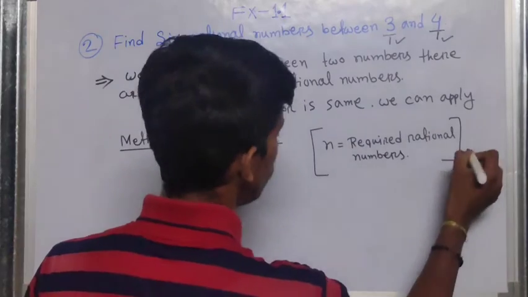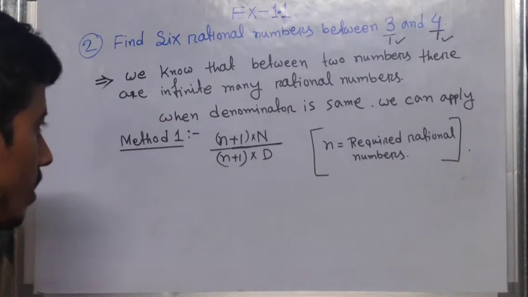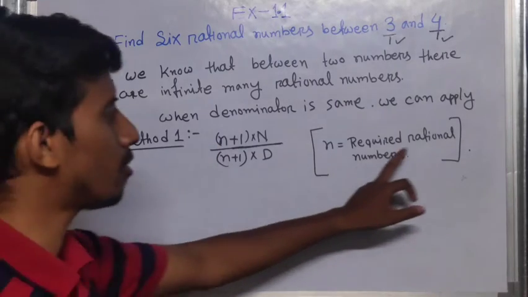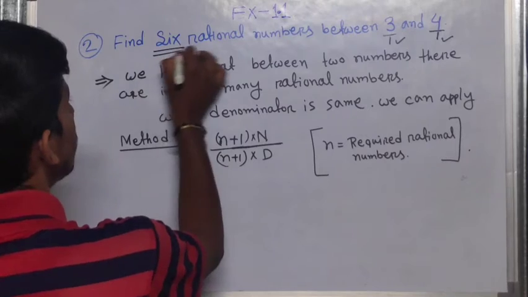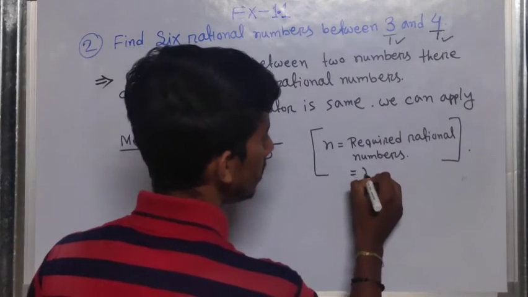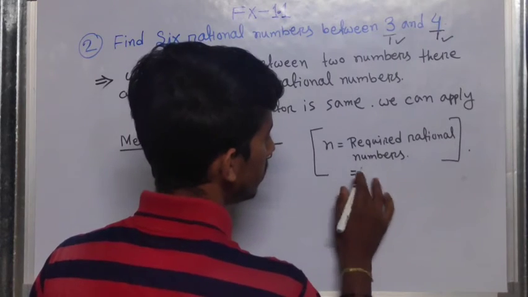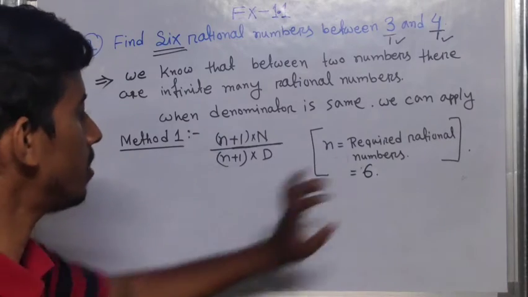Okay? I hope up to here is clear. Now small n means the required rational numbers. How many required rational numbers? There are 6 rational numbers. So here n is what? Sorry, the total required rational numbers is 6. So the n value is 6.